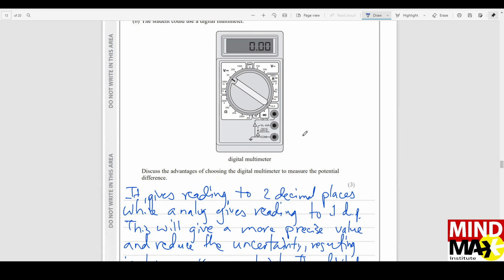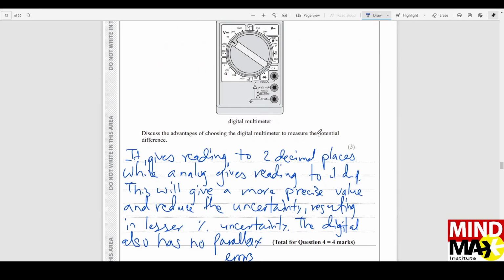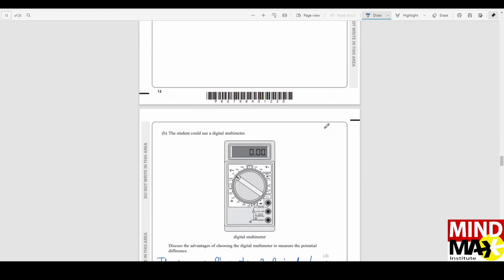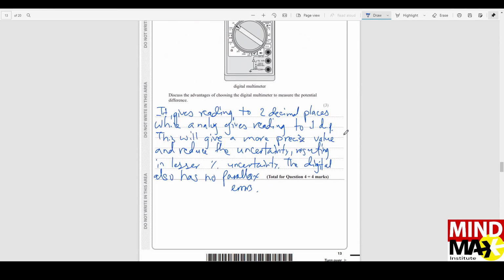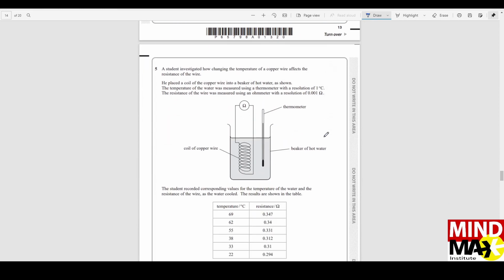The second one is this one gives you readings up to 2 decimal places, while analog, as you can see, doesn't give you readings up to 2 decimal places. It gives you reading up to only 1 decimal place. So that is a place of concern, which is not there in the multimeter. You can get a more precise value. So if you get a more precise value, the uncertainty is reduced. As a result, the percentage uncertainty is also reduced. So this is why the digital multimeter is more preferred.